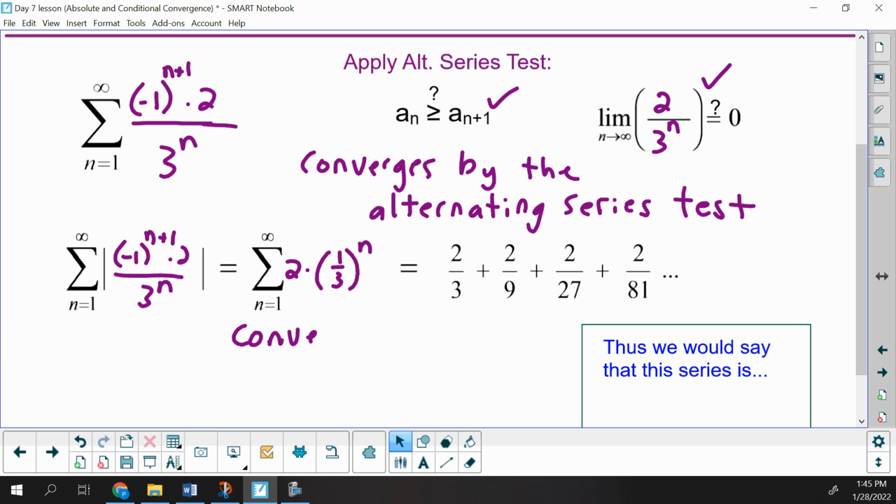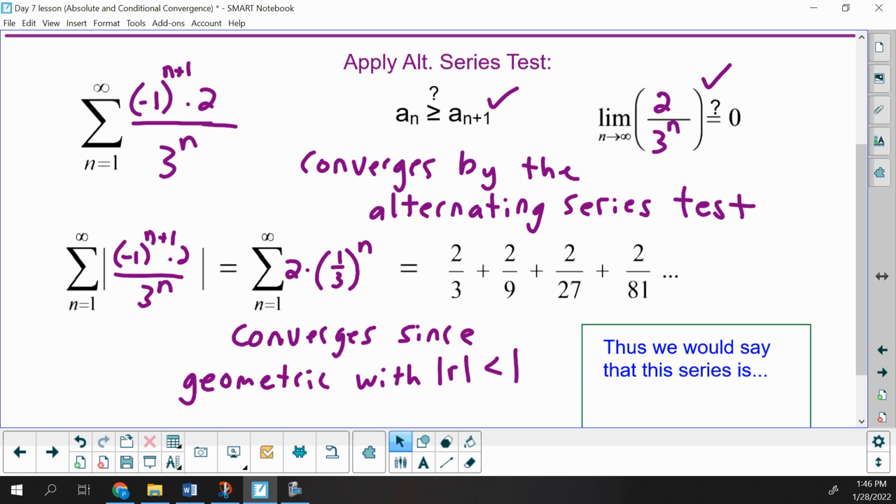So we'll say converges since it's geometric with the absolute value of r being less than 1. So if the original converged, if the absolute value converged, then we would say our original series is absolutely convergent.